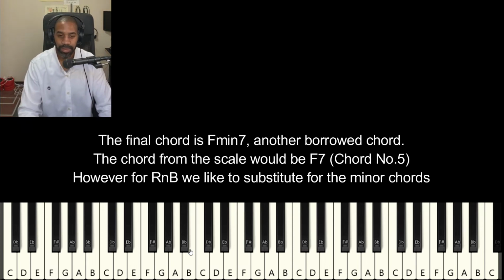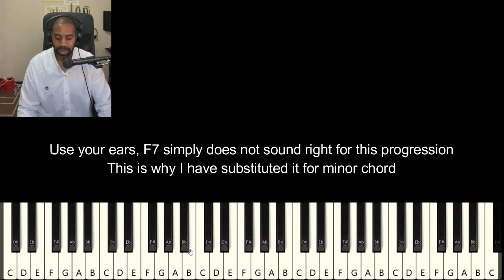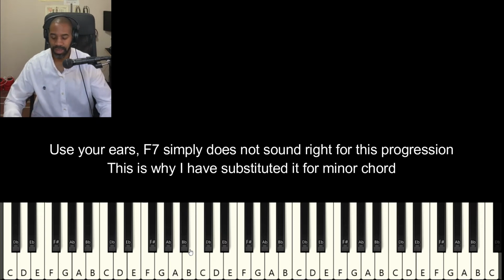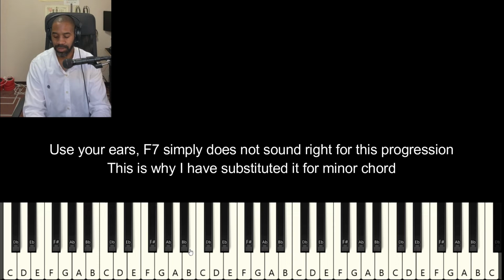Okay. Now it's all good learning theory and that, but it's important to just use your ears as well. So just listen to that. It doesn't sit right. It doesn't have the R&B feel. So in situations like that, you normally substitute the F dominant with the F minor to get more of an R&B neo soul feel.